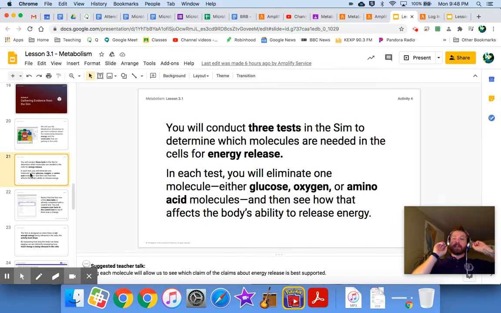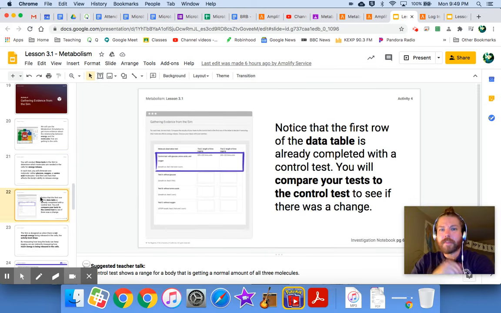You're going to conduct, count them, 3 tests. That's 6, Mr. Wiggin. Oh yeah, 3. In the sim, to determine which molecules are needed in the cells for energy release. In each test, you will eliminate just 1 molecule, either glucose, oxygen, or amino acid molecules, and then see how that affects the body's ability to release energy. Tricky how we're going to do this.